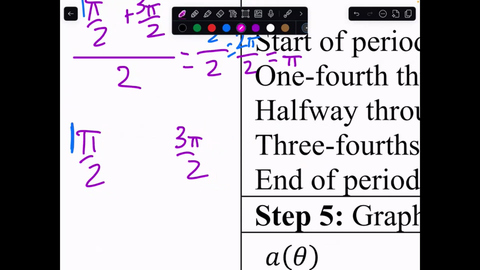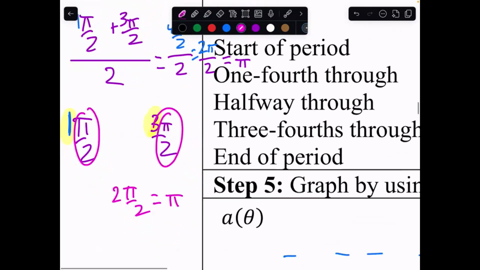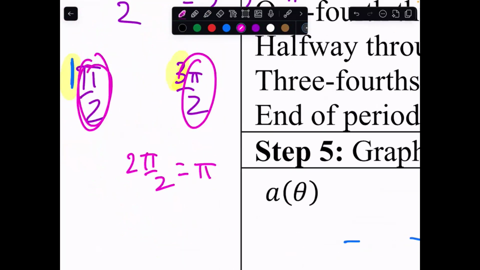Well, the pi over 2 part matches, right? So that part's just going to stay. So really, you only need to figure out what's halfway between 1 and 3. And of course, that answer is 2. And 2 pi over 2 reduces to pi. Right, so this is a much faster way of finding the halfway point, right? If you can make the denominators match, then you only need to work with the numerators.